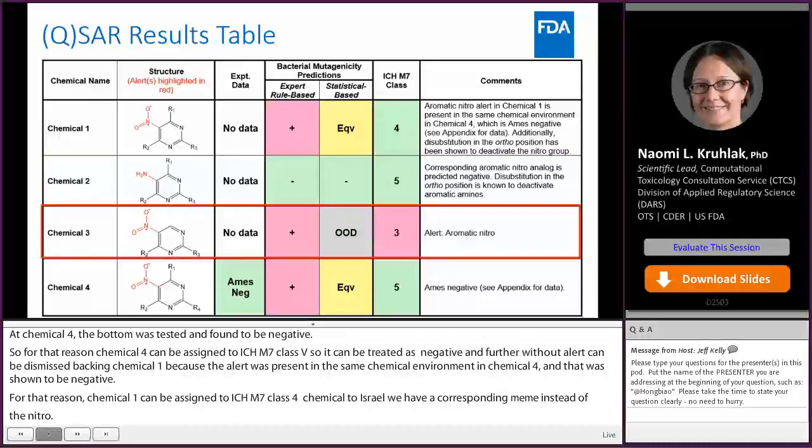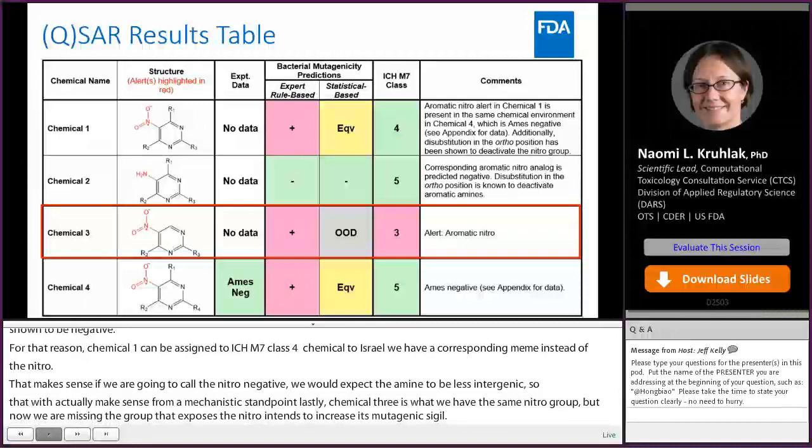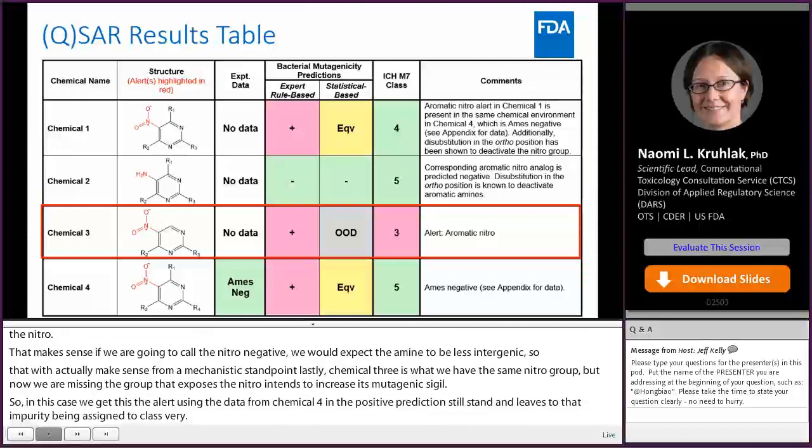And then lastly, chemical 3 is where we have that same nitro group, but now we're missing one of the R groups, which exposes the nitro and tends to increase its mutagenic potential. So in this case, we can't dismiss the alert using the data from chemical 4, and the positive prediction that's coming from the expert rule-based platform still stands and leads to that impurity being assigned to class 3. And I should also point out in that case, one of the models, the statistical-based model, was unable to make a prediction, but that doesn't matter at that point because we're going to go with the positive from the expert rule-based platform.